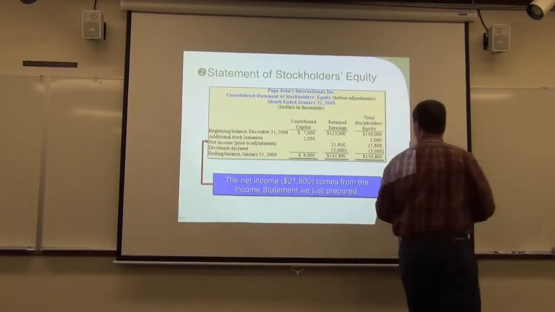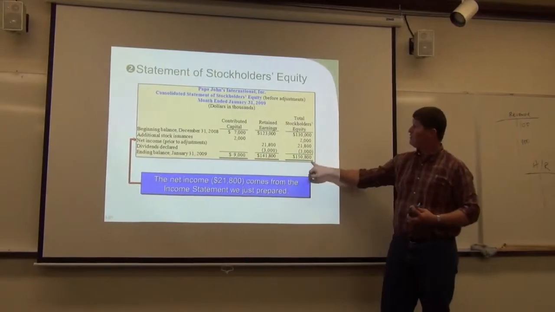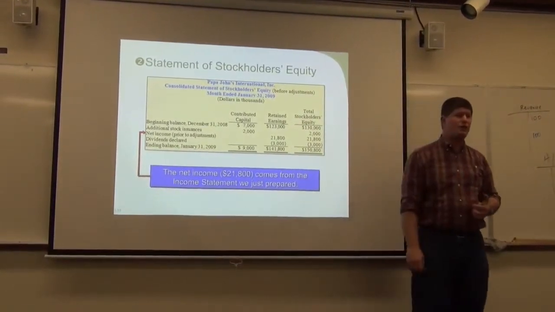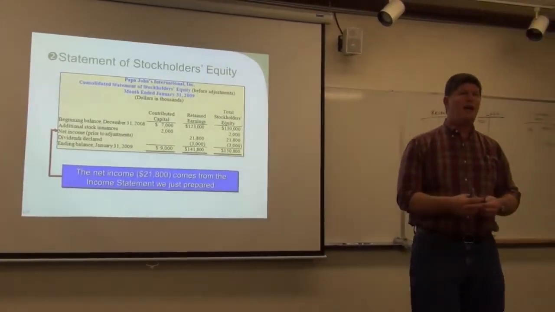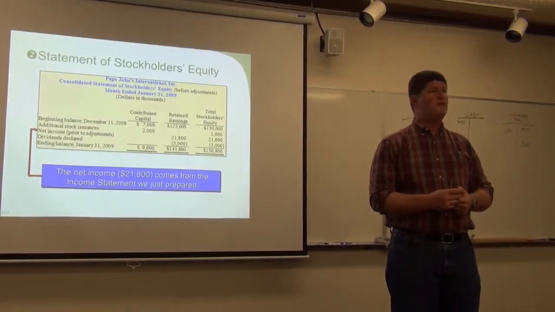Total stockholders' equity is the combination of both of these, contributed capital and retained earnings. Bang, you can see that your ending balance in total stockholders' equity is $150,000. That's a pretty slick layout. Not that you have to use it, but it works.